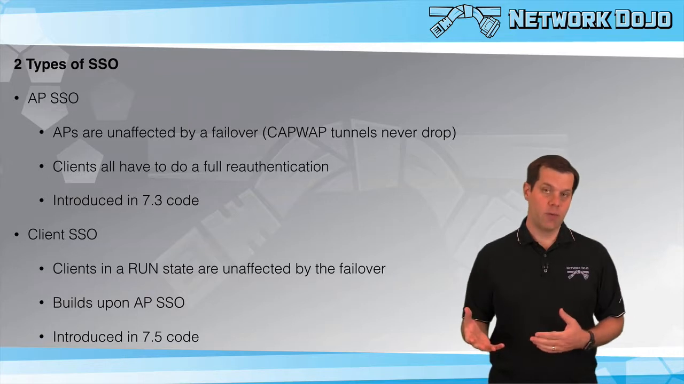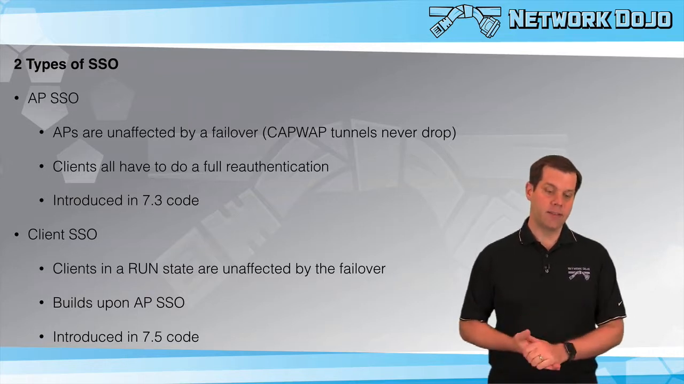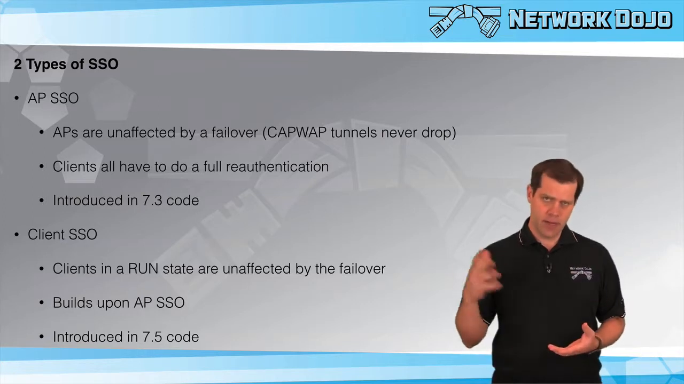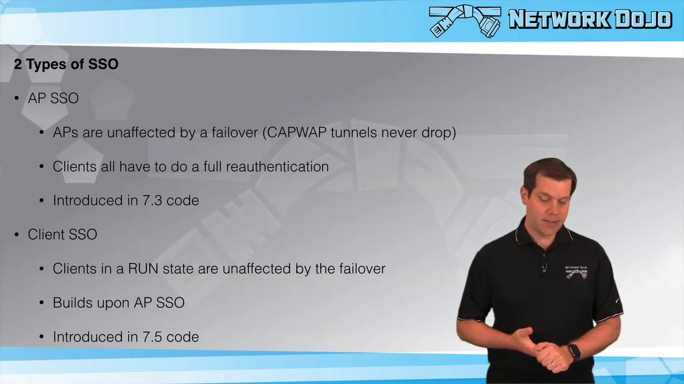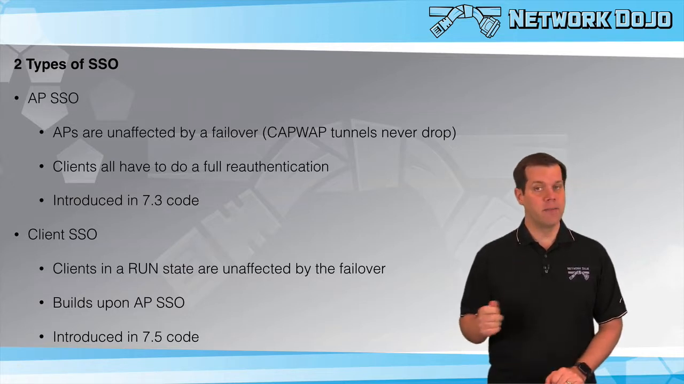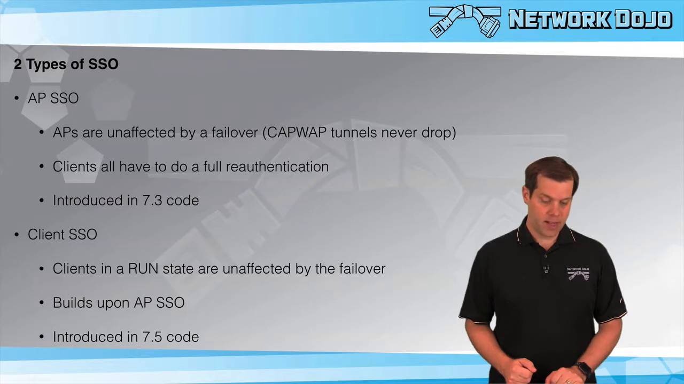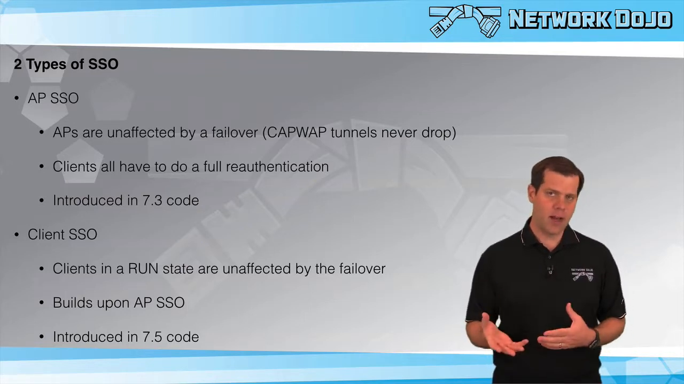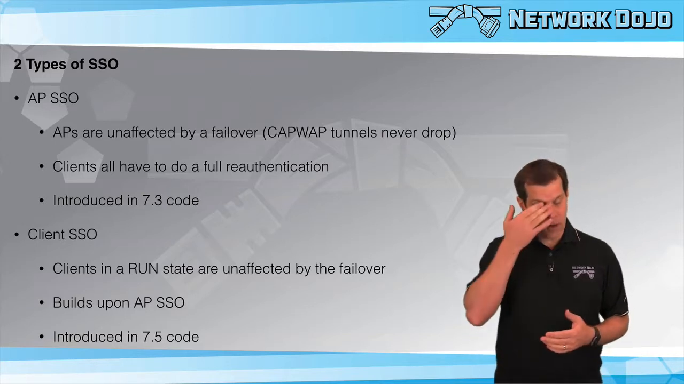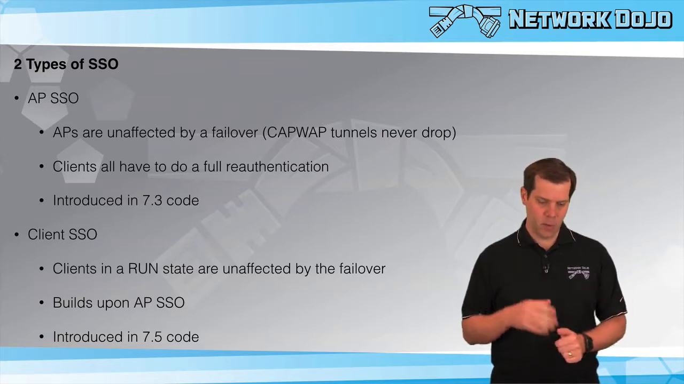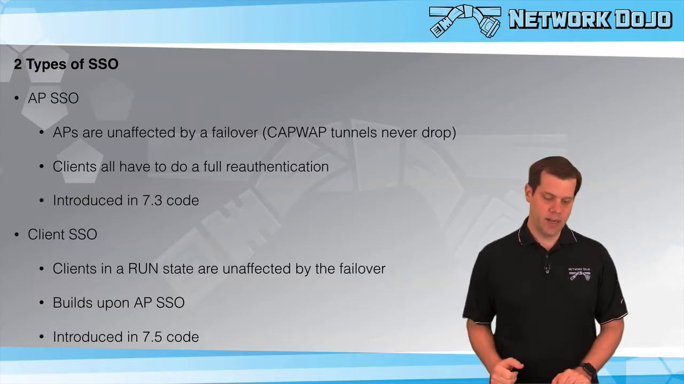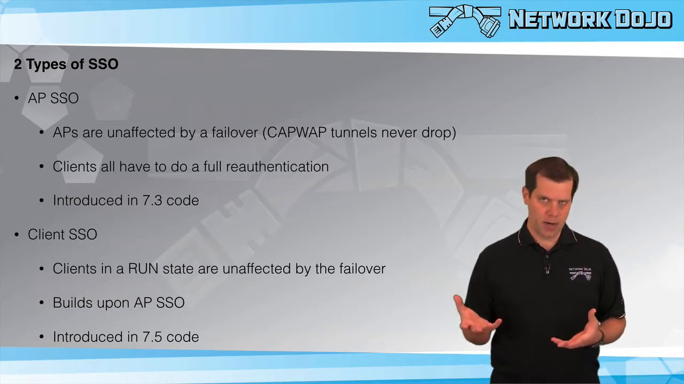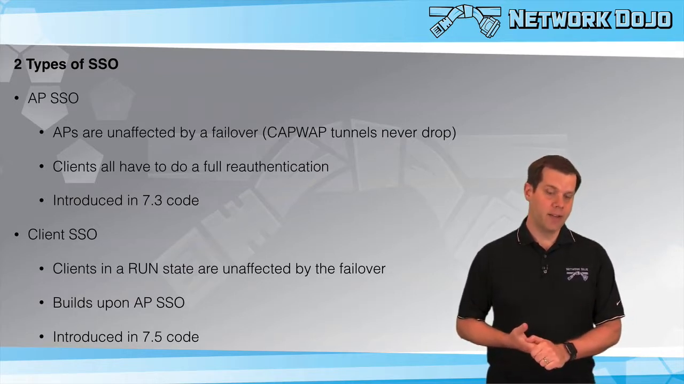A few code revs later, we got client SSO, which adds to the AP SSO. Now not only are the APs unaffected, they don't drop their CAPWAP tunnels, but the clients that are at least in a run state are unaffected by the failover. Clients that are not in a full run state have to start over their process. If they're in the middle of the auth, or maybe it's a CWA or WebAuth style WLAN where they're in a WebAuth pending state, they would have to reconnect. This came about in 7.5 code. So pretty much everything that we do in any modern codes benefits from client SSO.